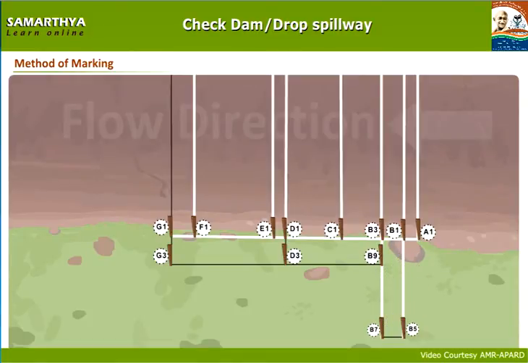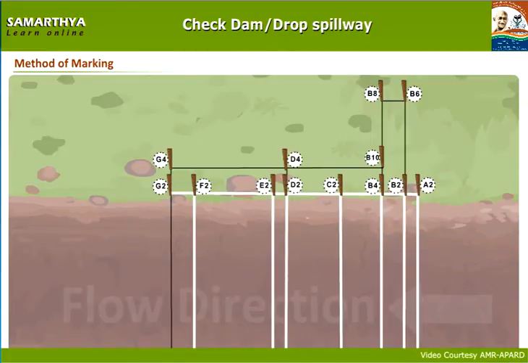Draw a line with lime powder on the thread that tied B7, B5 wooden poles. Draw a line with lime powder on the thread that tied B2, B6 wooden poles. Draw a line with lime powder on the thread that tied B4, B10 wooden poles.